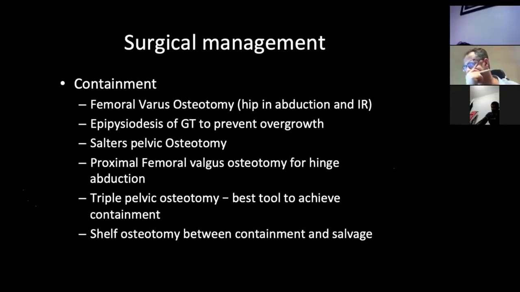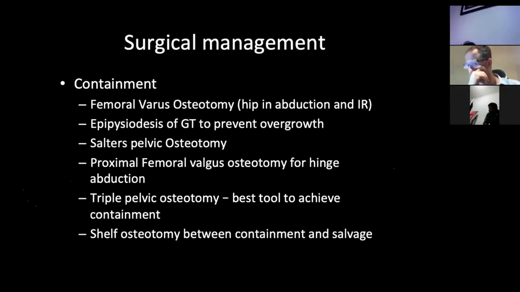Proximal femoral valgus osteotomy for hinge abduction. Well, the point of hinge abduction is that in abduction, it hinges on the acetabulum. So the point of doing a valgus osteotomy is to put the hip in a better position so they don't get hinge abduction.